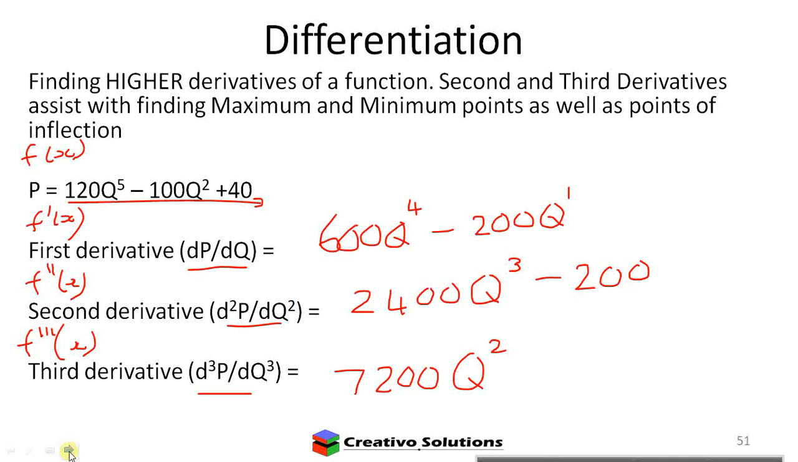So it's just derivatives of derivatives. Just remember that anything to the power of 0 is always 1. That's the reason why you just drop that variable when you go from minus 200q to minus 200.